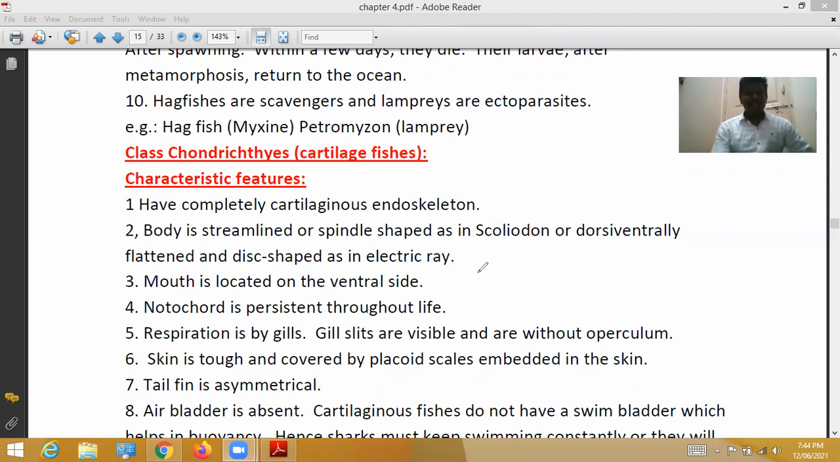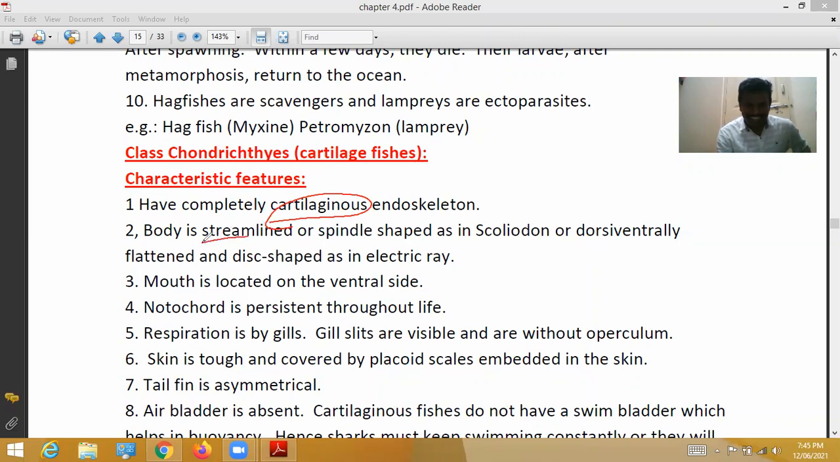Okay, next topic, the class Chondrichthyes. Those are called cartilaginous fishes. The characteristic features of cartilaginous fishes are that they have a completely cartilaginous endoskeleton. So the total endoskeleton is made up of cartilaginous tissue.